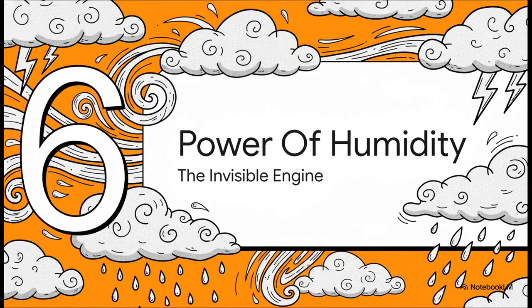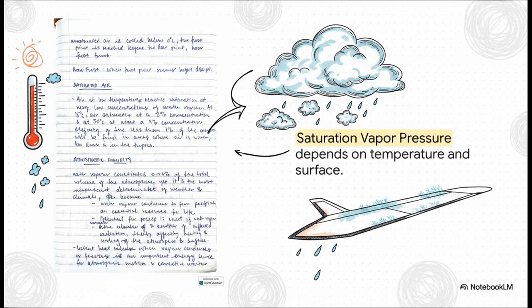And finally, Section 6, the hidden power of humidity. We're pivoting away from pressure and temperature to look at the invisible engine of the atmosphere. Let's talk about saturation vapor pressure, or SVP. This is a massive concept in meteorology. As air heats up, its capacity to hold invisible water vapor increases. The SVP depends entirely on the temperature and the evaporating surface. Basically, the warmer the air is, the more invisible water it can pack away before it hits an equilibrium point.